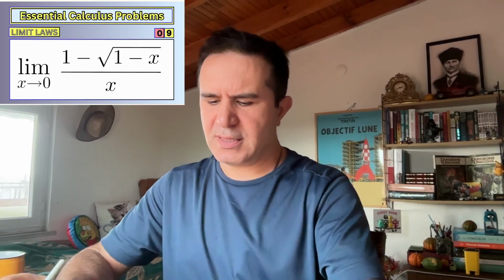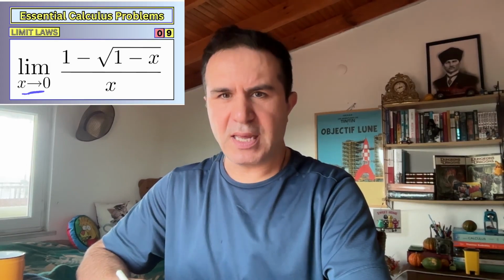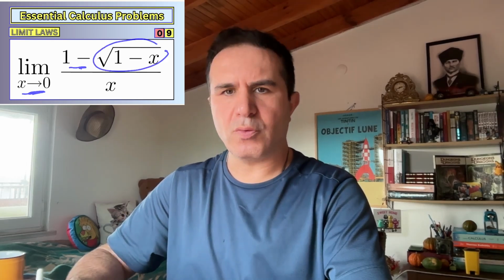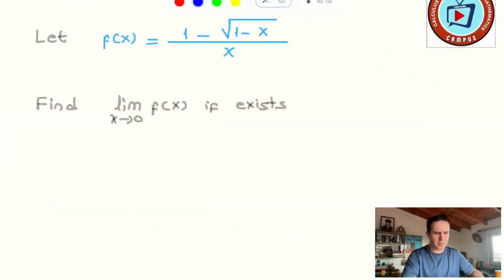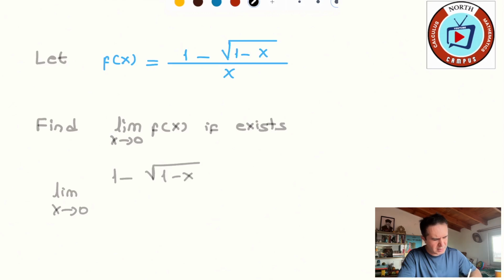Hello everyone, in this lecture of the Essential Calculus Problem series, I will solve the limit as x approaches 0 of (1 minus the square root of 1 minus x) divided by x. Now, for this problem, I will write the limit as x approaches 0 of (1 minus the square root of 1 minus x) divided by x. And first I try a direct substitution here.